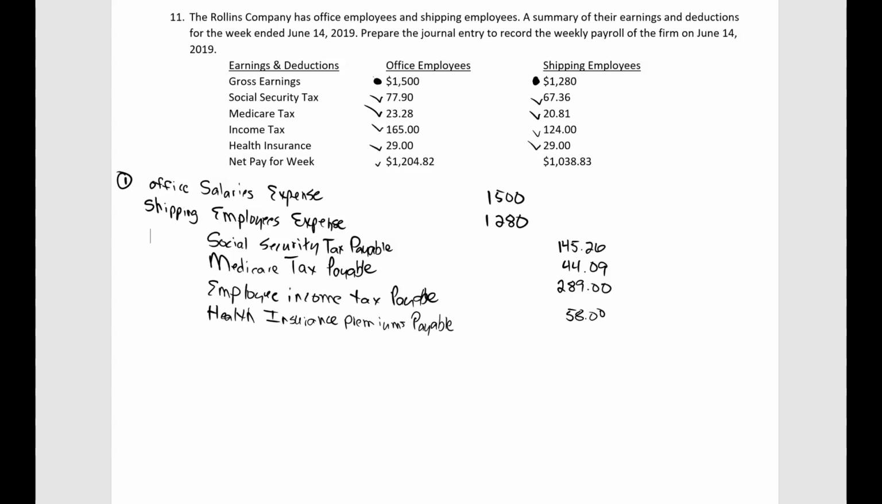And then the last, this is their net pay. This also goes into a payable account because this is the amount that we actually owe them. These will go into salaries and wages payable and add those together.